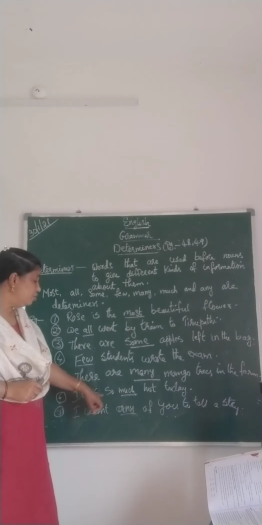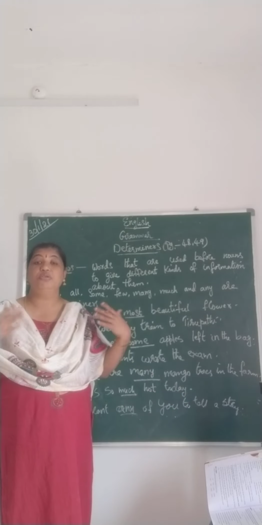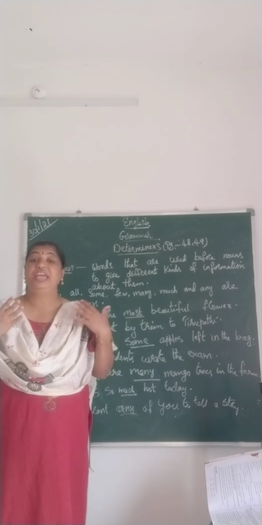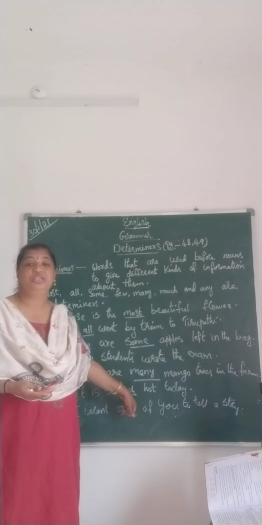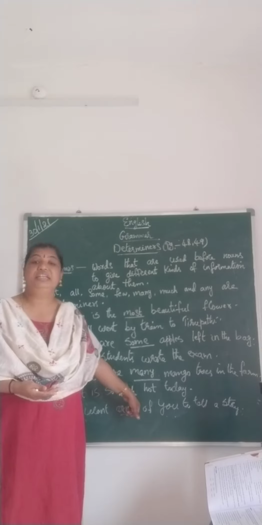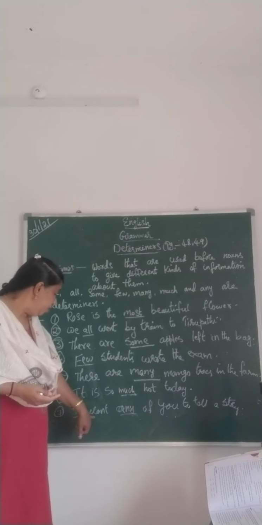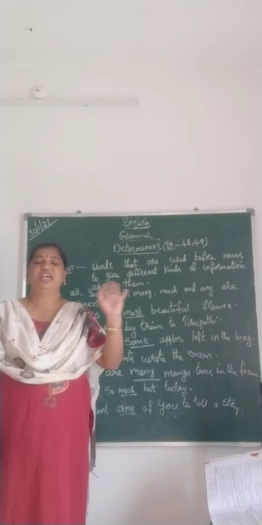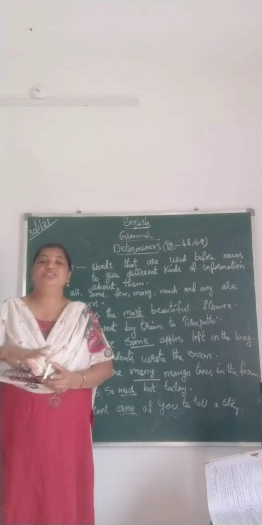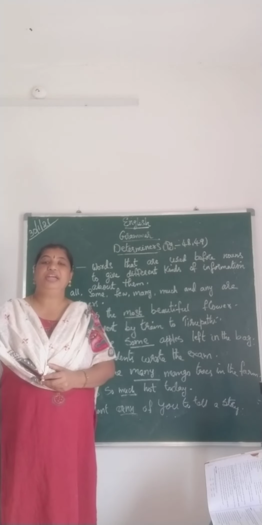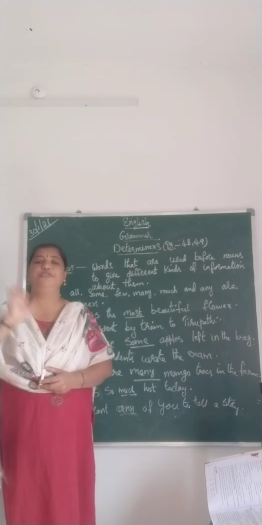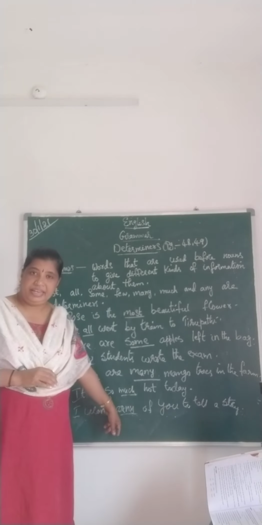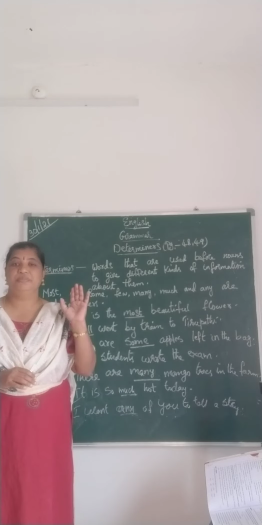Then, "It is so much hot today." We can't measure it, but we can feel that it is very, very hot. So the word "much" here represents the determiner. Then, "I want any of you to tell a story." There is a group of say around 10 to 20 students, and the teacher is not forcing one student to get up and tell. She can say, come on, any of you stand up and tell me a story. So the word "any" represents a determiner.